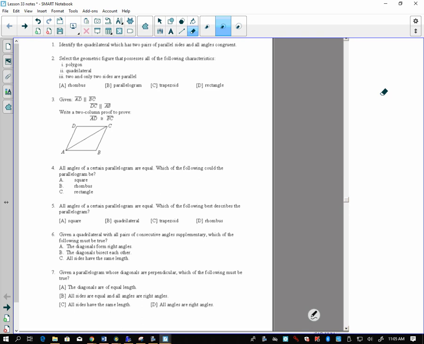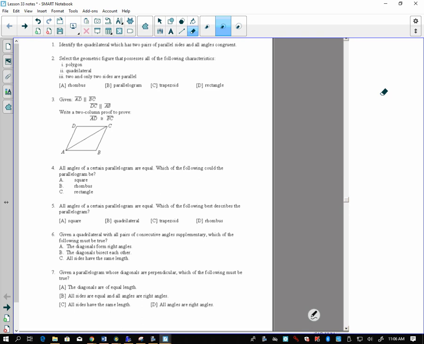Number 4, we might come back to it if I get through everything. Number 4, all angles of a certain parallelogram are equal. Which of the following could the parallelogram be? It could be a square. It could be a rectangle. Those are the only two it could be, because a rhombus only has all angles congruent when it is a square, and only when it's a square, because the square is a rectangle. So we would stick with square and rectangle. Do these answers make sense? I know I'm talking fast, but two lessons today.